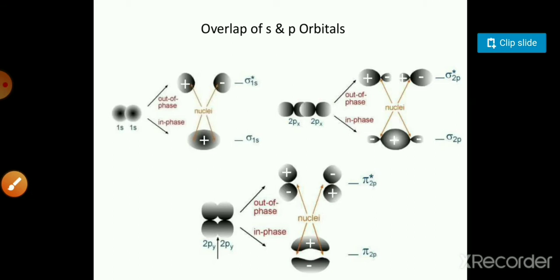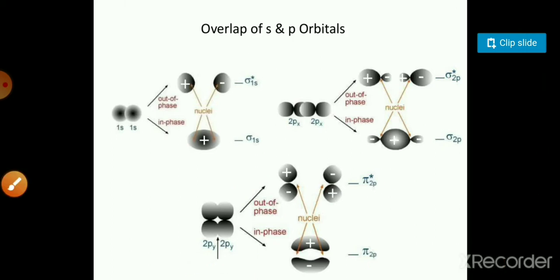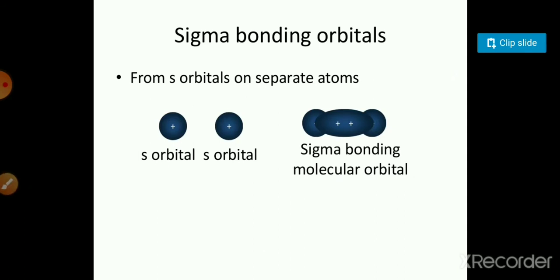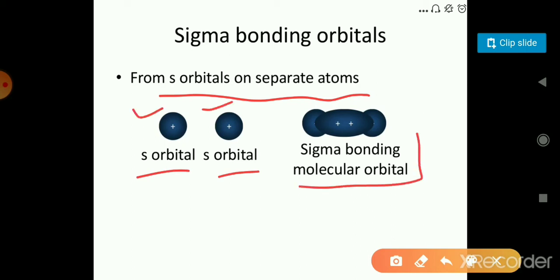Okay, now for the 2py orbital, you can see here the in phase and out of phase combination of the nuclei for this kind of compound. You can see here the pi 2p bonding and pi star 2p for the antibonding. So for the sigma bonding, to form a sigma bond, there is an s orbital on each separate atom, two s orbitals, and to form the sigma bonding orbital, the molecules are obtained like this, plus and plus, and it will give the sigma bond.